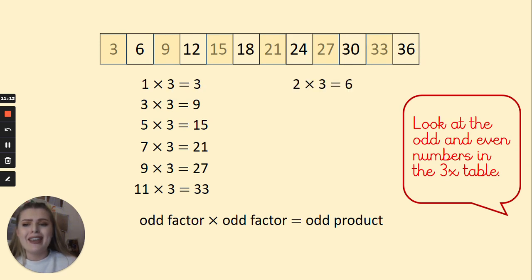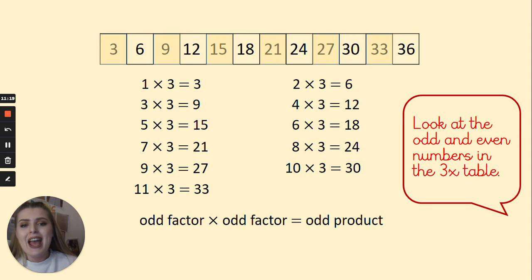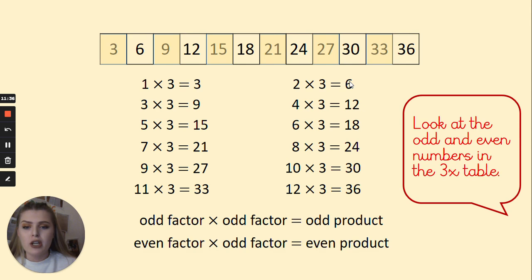Now, let's look at the even numbers that were produced. 2 times 3 is 6, 4 times 3 is 12, 6 times 3 is 18, 8 times 3 is 24, 10 times 3 is 30, and 12 times 3 is 36. If we look at each of those number sentences, we can see it is an even number times an odd number equals an even product. Even factor times odd factor equals even product.